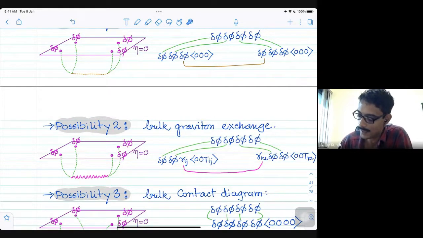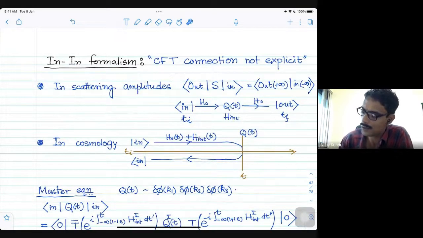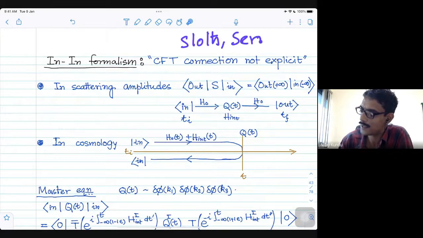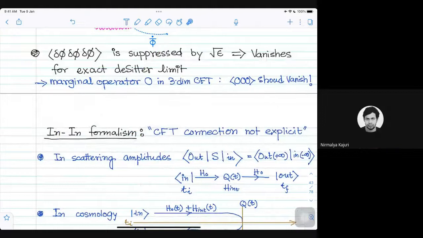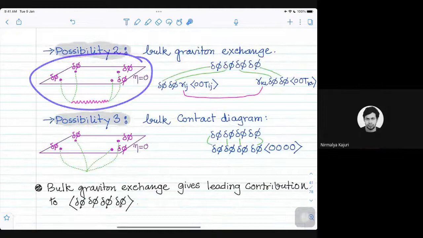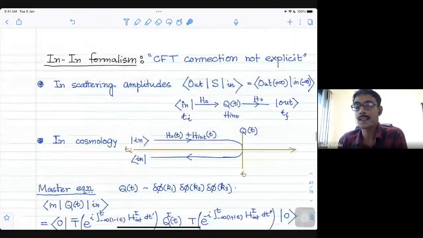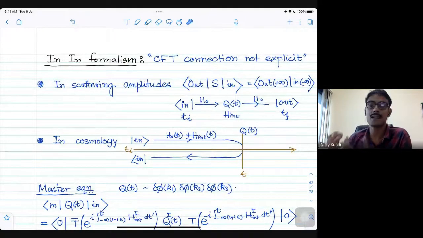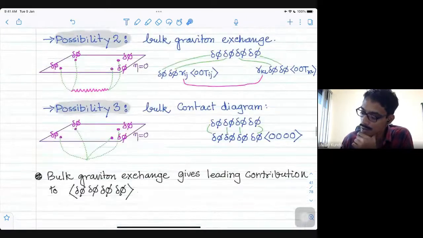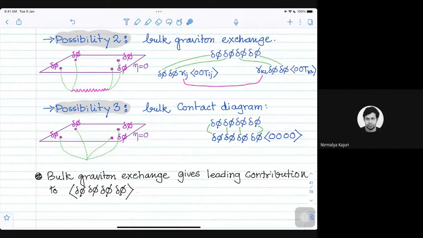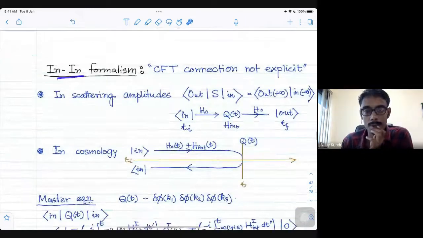Actually, the check is what I will probably talk about now. This in-in formalism is the age-old way of computing correlation functions. Sloth, Seery, Vernizzi, they all computed this four-point function using the in-in formalism long back, and we computed this using the wave function approach, and they exactly matched. The interesting thing is that in the in-in formalism, as you know very well, the answer is not written in a way such that the conformal symmetry is explicit, which is much more explicit in this wave function way of doing it because of these coefficient functions getting associated to it. But you exactly get the same result that you can compute with the in-in formalism.